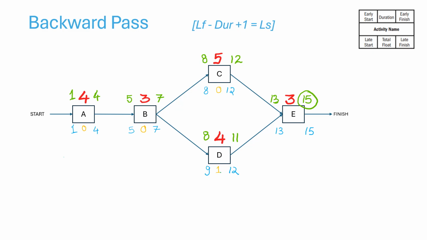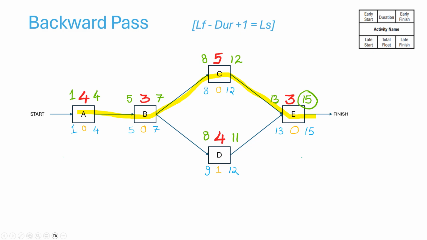So this task D has a total float. This can be delayed by 1 day without impacting the finish date of the total project. And here, of course, this is 13 minus 13 is 0. Now, just observe that this is the critical path. We'll just highlight the critical path. Okay, so this is the critical path, and just observe that every task on the critical path has a 0 total float.